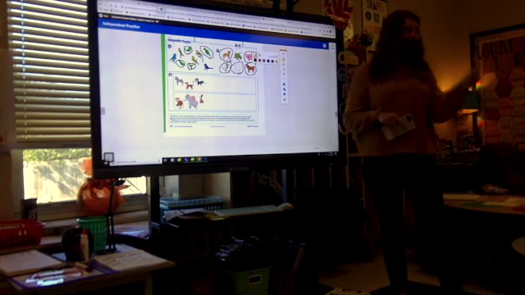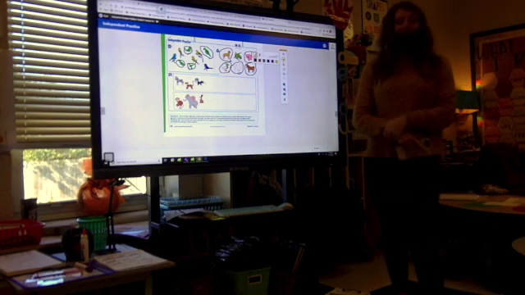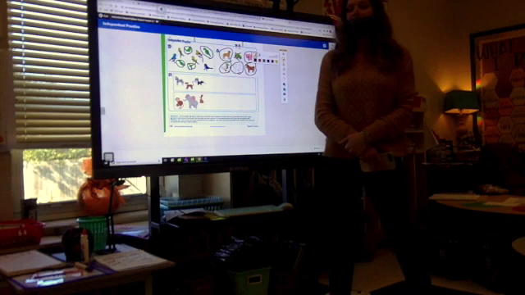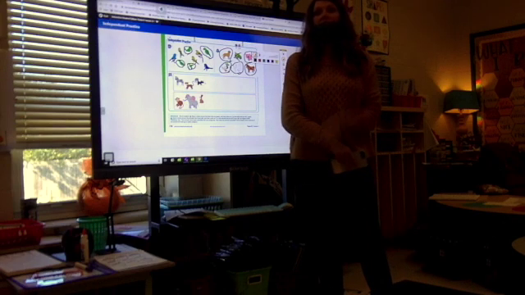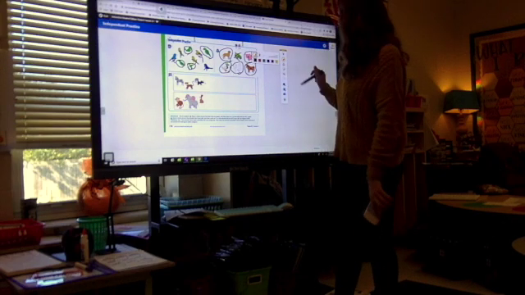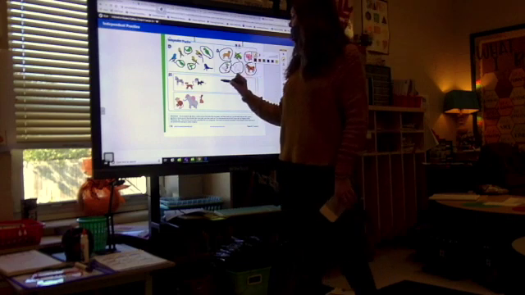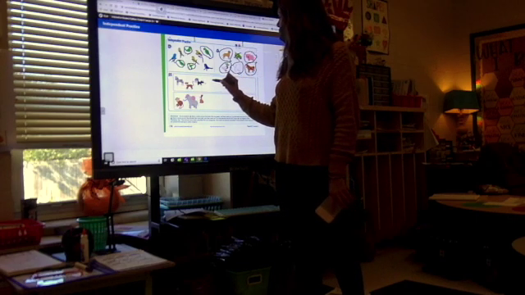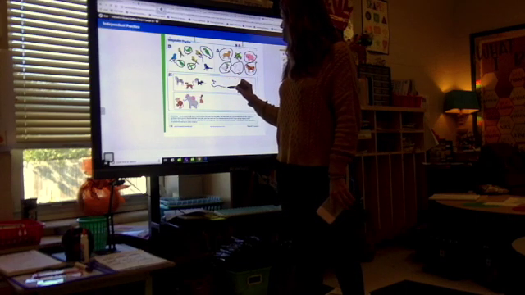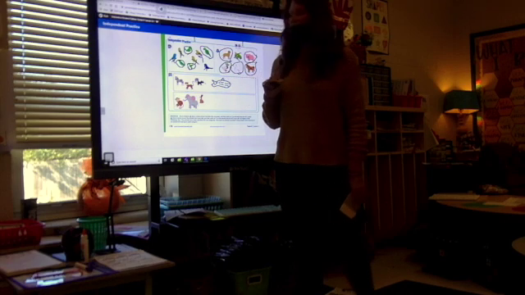Keep thinking. Tyson, what else has a stripe on it? A tiger shark. Okay, a tiger shark. Good. We could draw a tiger shark. All right, there's my tiger shark.